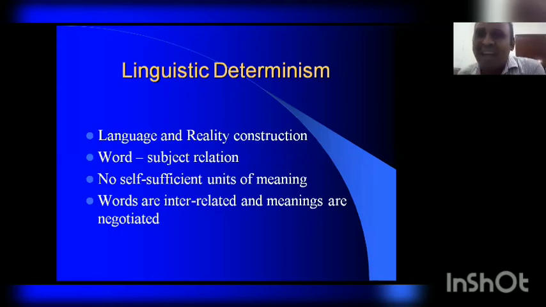No word has a meaning of its own. Your word gets meaning only from the context. It's only the location of the word that brings meaning to the word as such. Otherwise, your word doesn't have a meaning of its own. And words are interrelated, and meanings are often conveniently negotiated. So there is nothing called fixed meaning. This is, again, an important concept in interpretative linguistics.